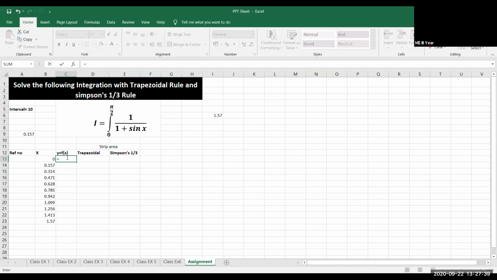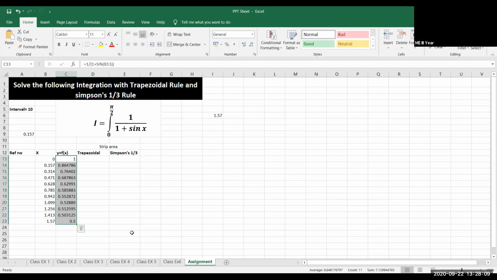f(x) is nothing but 1 divided by 1 plus sin x, the sin function applied to the x value. So this is our function. Yes, then close the bracket. Then you will get the correct result. So this is our function value.